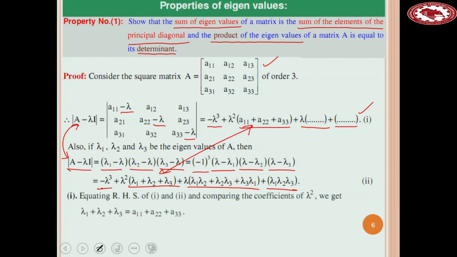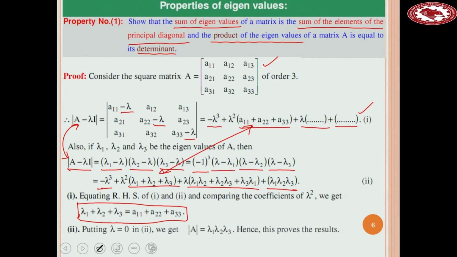Okay. So, equating the right hand side of 1 and 2 and the corresponding coefficients of lambda square, we obtain this result. Now, second is the product of eigenvalues of a matrix A is equal to its determinant. Now, see, when lambda is equal to 0, clear, we obtain simply determinant A, here determinant A.